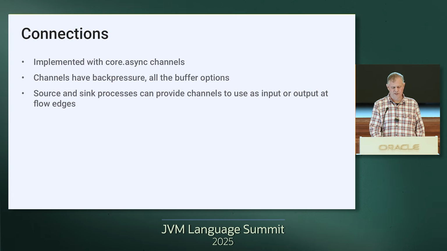Connections are implemented with core.async channels. They have back pressure. We've got all the buffer options I talked about before. Those are all available. There are ways to do multi-routing, so to copy a value across to multiple places. There's some pub sub options. There's lots of different things that are available with channels.